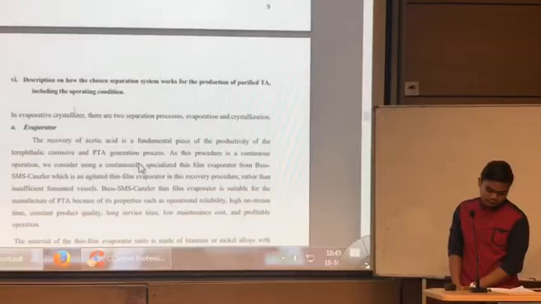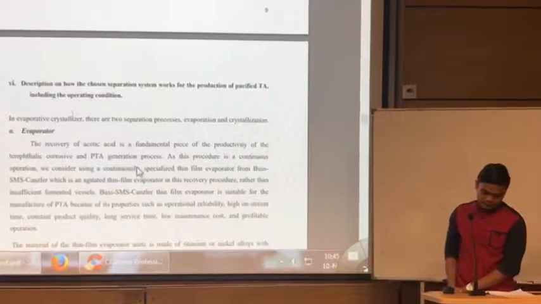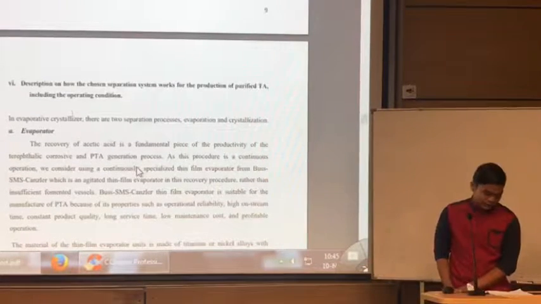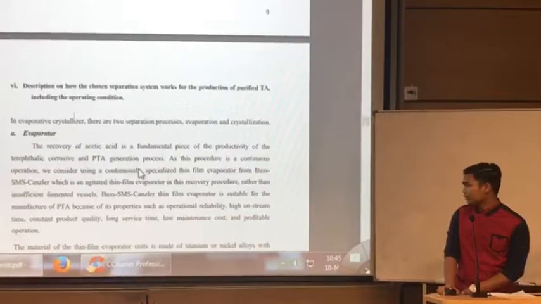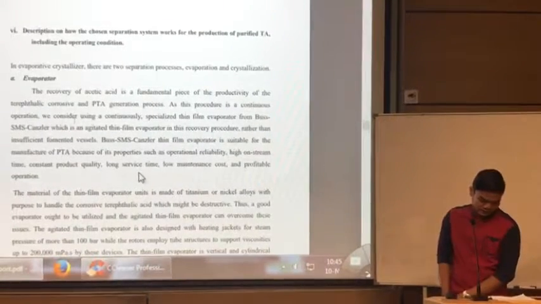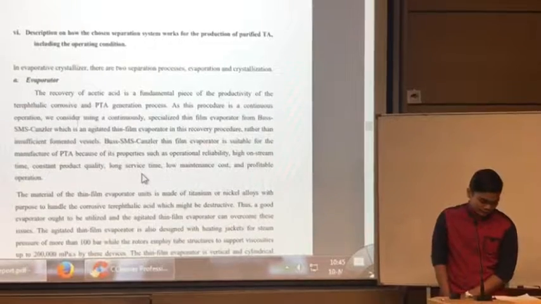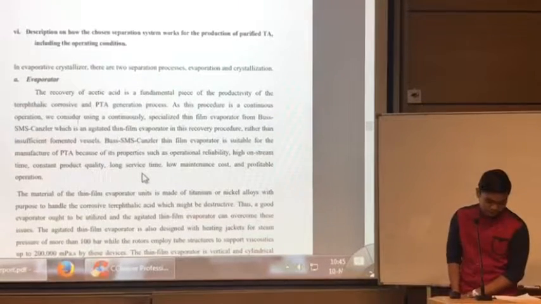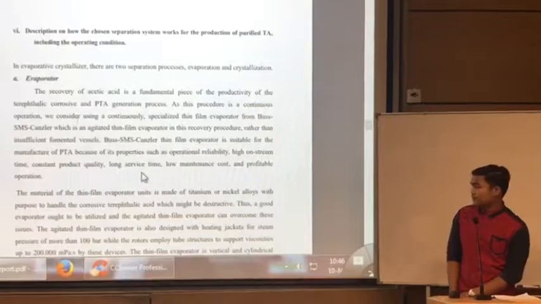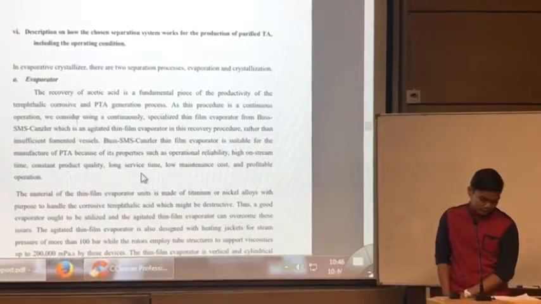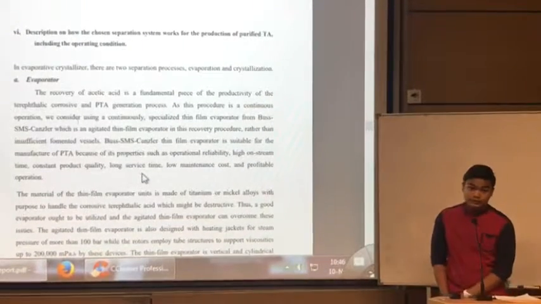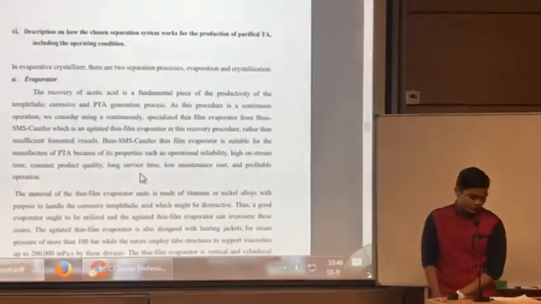The equipment for the evaporator itself is called the Buss-Kuettner thin film evaporator. The thin film evaporator was chosen because of its high-quality properties, such as operation reliability, high streamlining, constant product quality, long service time, and also low maintenance cost. The thin film evaporator will be operated under reduced pressure.